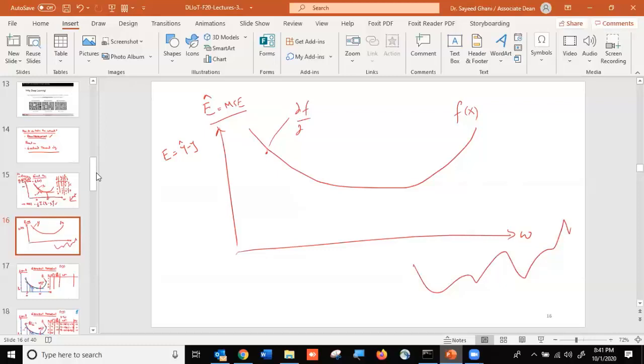Now suppose that we could calculate df by dw at this particular point, when w is initially equal to, let's say, 10. And we could find the slope over here. And we find out that the slope over here is -2, okay? Does that give us a clue as to which direction we should move? Which direction should we move? To the right. Why is that? Why shouldn't we go in the opposite direction?